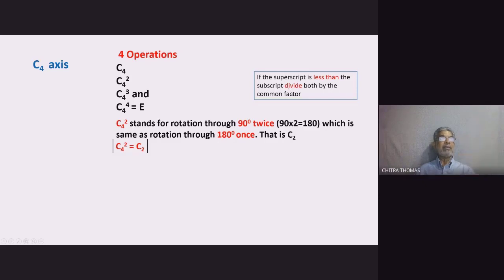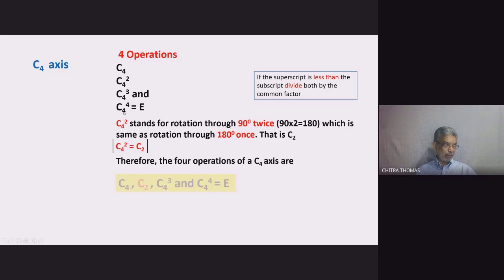No textbook gives these things. This is the tool I use in my teaching. If the superscript is less than the subscript, divide both by the common factor. So therefore, the 4 operations of C4 are: you write C4, then instead of C4², you write C2, then C4³, and C4⁴, which is identity.